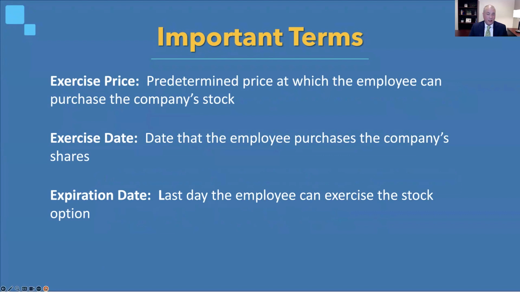Exercise date is the day you decide to buy shares at the exercise price. You could think of it like you're exercising your right to buy the option at the predetermined price. The expiration date is just as it sounds. It's the last day you can possibly buy the shares at the exercise price.